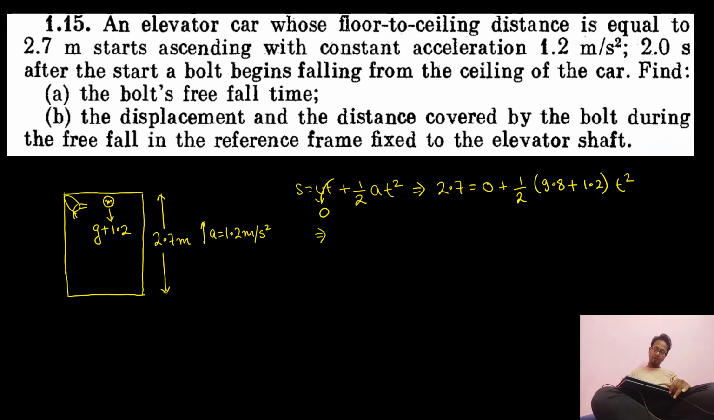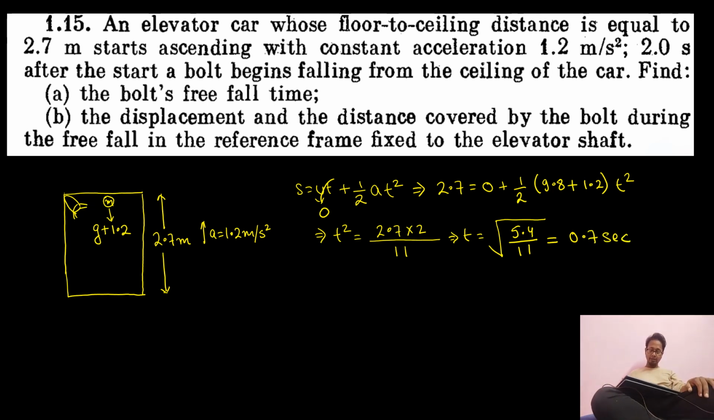square, or t square is equal to 2.7 into 2 divided by 9.8 plus 1.2, which is nothing but 11. Or t is equal to under root of 2.7 into 2, which is 5.4, divided by 11, which is approximately equal to 0.7 seconds. If we solve this equation, it comes out to be this.